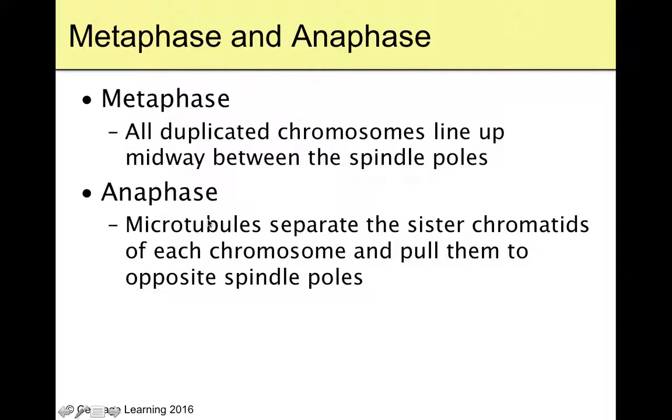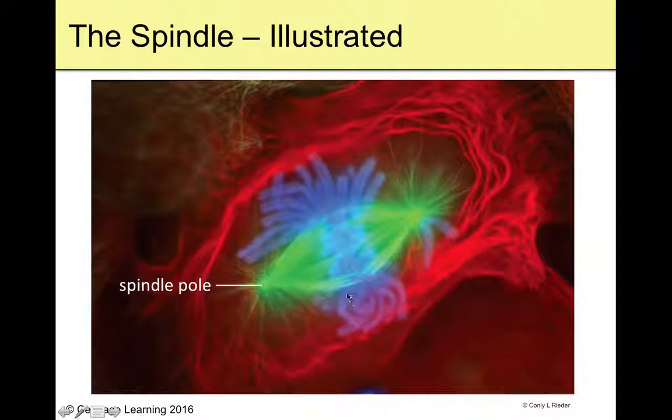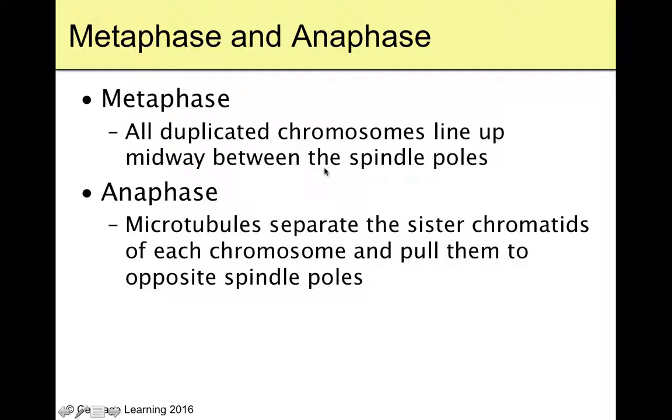All right, metaphase and anaphase. Metaphase, that's this guy. Think M, middle, A, apart. Metaphase, all of our duplicated chromosomes line up midway between the spindle poles. You can call it a metaphase plate if you want to be really nerdy about it, or you can just call it the middle if you want people to understand you. So in metaphase, they just line up in the middle. Anaphase, think apart. Microtubules actually pull these sister chromatids from each chromosome to the opposite spindle pole. So one copy goes one way, one copy goes the other way.